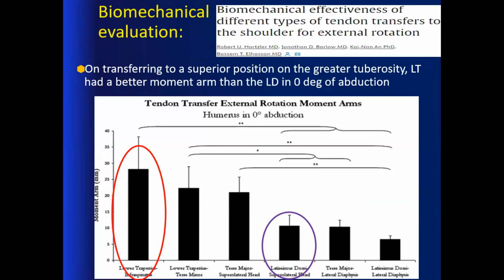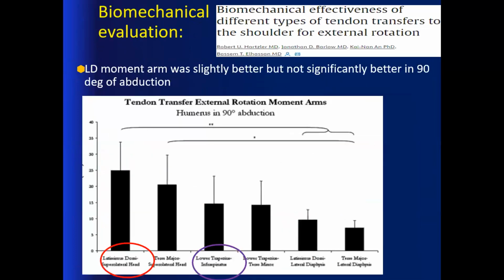Another study, depending upon the moment, in case of neutral position, on transferring the LD to the superior position of the greater tuberosity, it was found that lower trapezius transfer has better moment than the latissimus dorsi transfer. Whereas in case of 90 degrees of abduction, latissimus dorsi moment is slightly better, but not significantly better than the LT transfer.